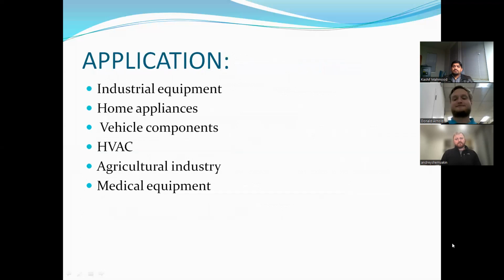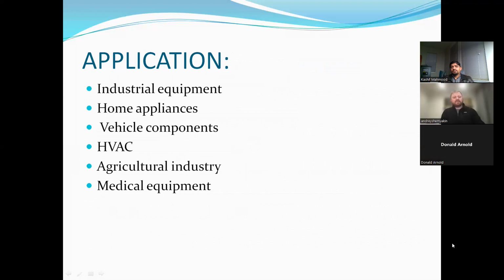Next up, Andre. Everyday applications of this device can be seen in industrial equipment, home appliances, small appliances, vehicle components, HVAC, the agricultural industry, and medical equipment.